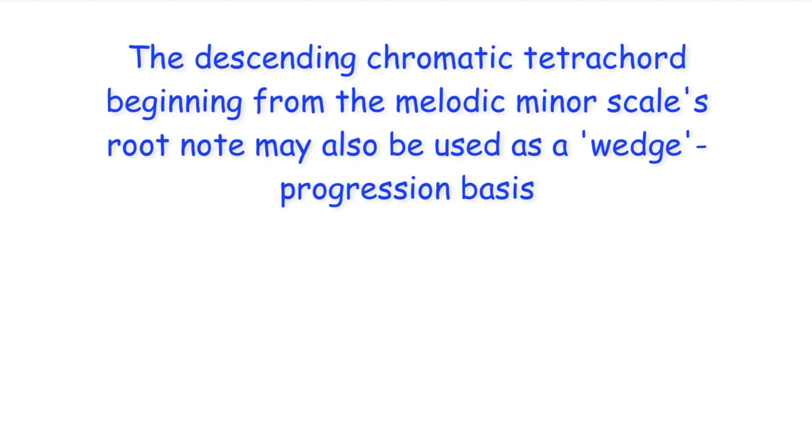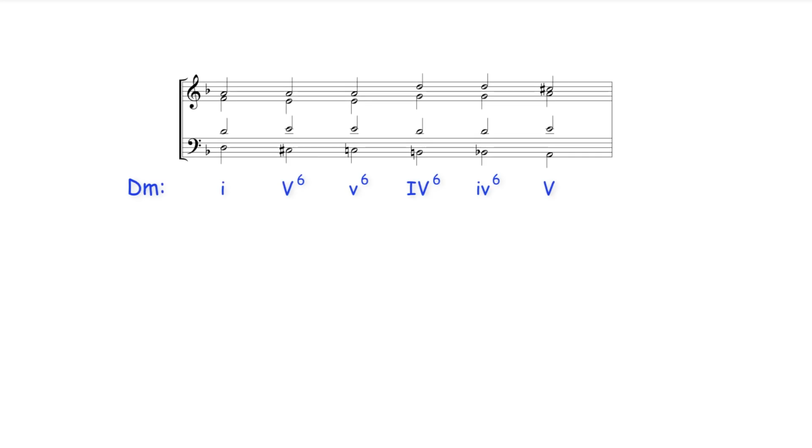The descending chromatic tetrachord beginning from the melodic minor scale's root note may also be used as a wedge progression basis. Here, a fairly typical harmonization of the descending tetrachord includes a voice exchange. However, because all of the upper parts are diatonic, they are unable to harmonize the bass notes with a stepwise ascent and must instead be repeated over the two versions of dominant and subdominant harmony.